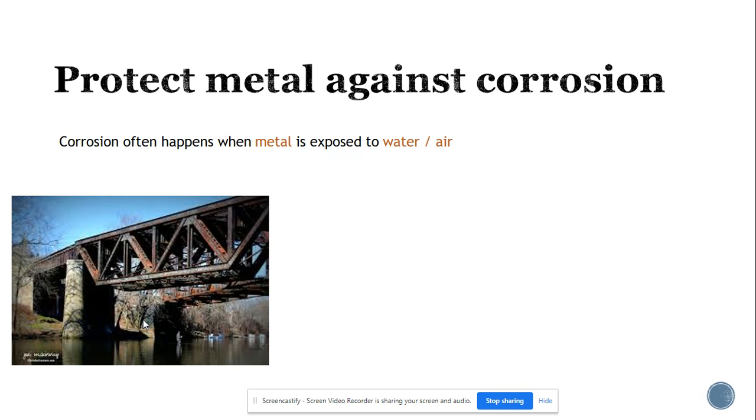As I have just said, corrosion often happens when metal is exposed to water or air, especially us living here in Jeffreys Bay or in this area. So, today and in the next few lessons, we'll look at different ways of preventing metal to rust or corrode. And one of the ways to prevent metal from corroding is by painting it.